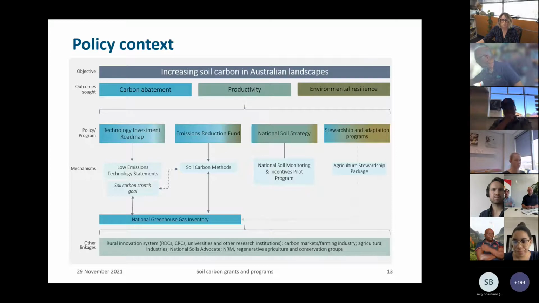Throughout the day, there'll be opportunities, as John already mentioned, for questions. If there are any initial questions now, we're happy to take them, but also we can come back to them later. If there are a lot of questions and we don't get the opportunity today, you can email me and my team at the department as well, which is soil.carbon@industry.gov.au.